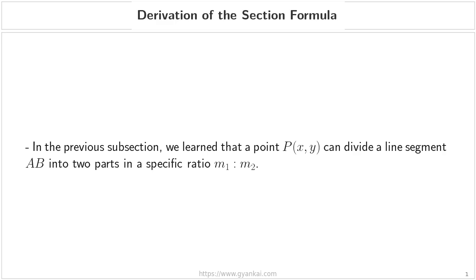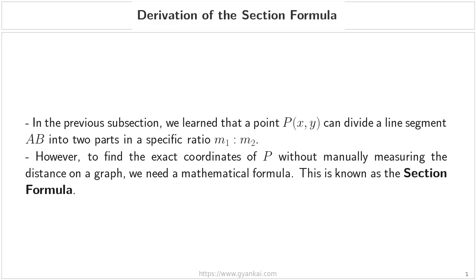Now, if you recall from our previous subsection, we explored how a point, let's call it P with coordinates x and y, can divide a line segment OB into two distinct parts, following a specific ratio, which we denote as m1 to m2. However, while we can visualize this on a graph, we run into a practical problem.